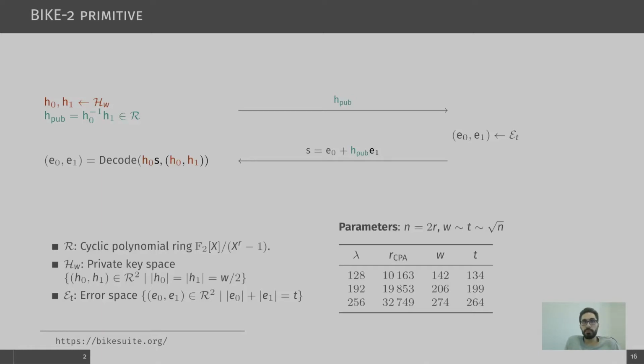The problems become hard. In this slide, I've written the scheme using the cyclic polynomial ring point of view rather than the circulant matrix ring point of view, but these two representations are isomorphic. I've given a few examples of parameters. For lambda bits of security, I give the values for w, t, and the block size r that you should use to have CPA security.